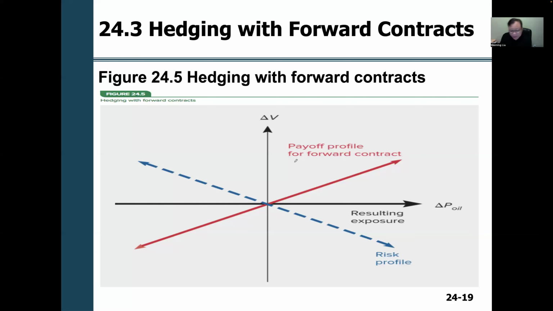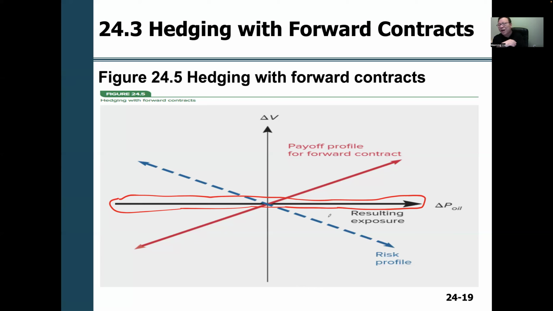So in the picture, okay, this line is the resulting exposure, right? So the blue dashed line, that's the risk profile without forward contracts. So if you don't hedge with a forward contract, the blue dashed line is your risk profile. That means as the price goes up, you are losing money. Okay. But now I want to achieve zero risk. So when the price goes up, my value doesn't change. Right? So to do that, you have to use a forward contract.